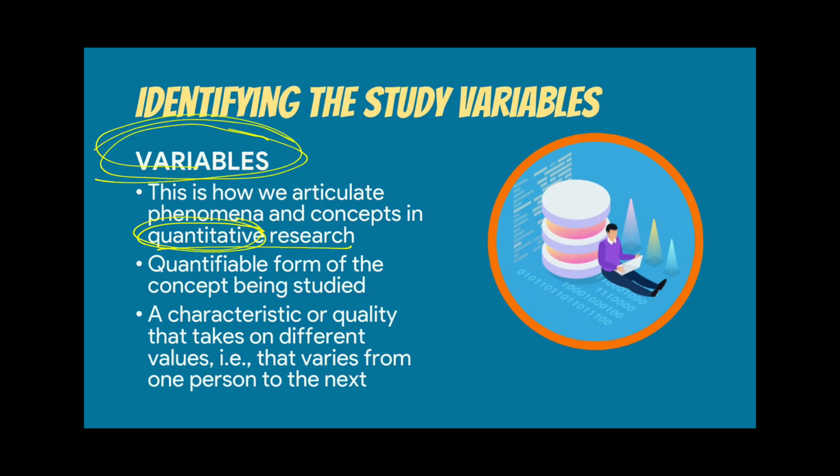So as I explained, variables are quantifiable forms of the concept that are being studied, and it's a characteristic or quality that takes on different values that varies from one person to the next. Kaya nga variable, no? That's the reason why it's quite variable, because we expect it to vary from one person to another. But of course, they should be measured the same way. And of course, they might express that measurement in different ways, but still, quantifiable.